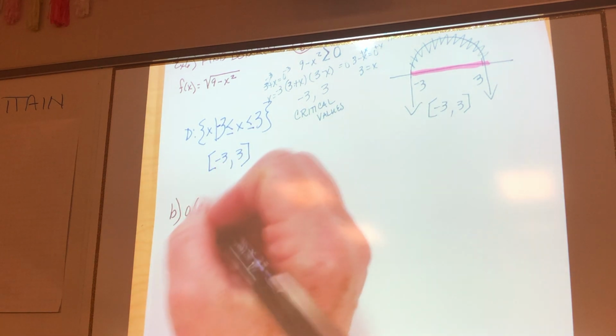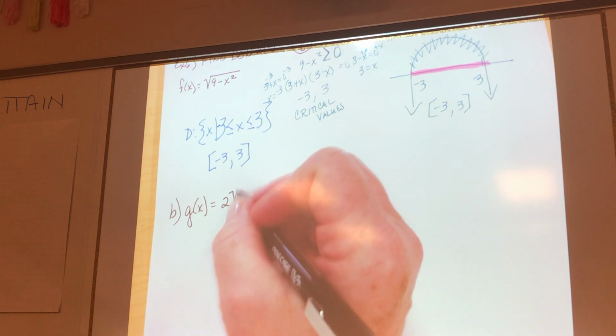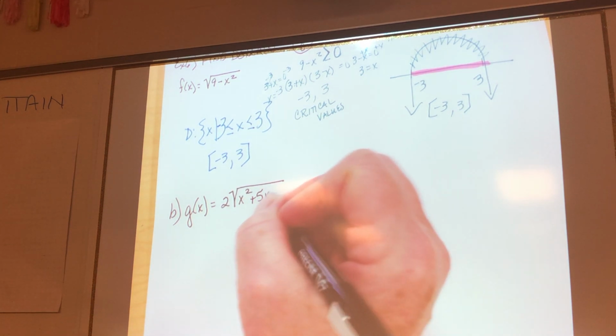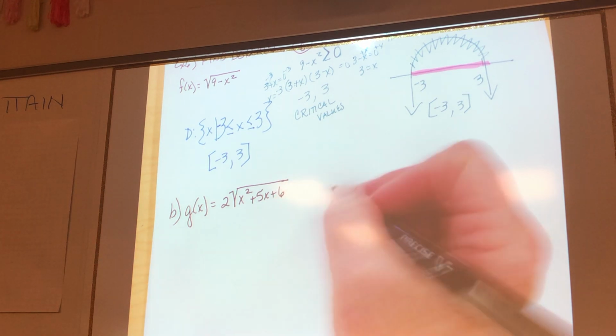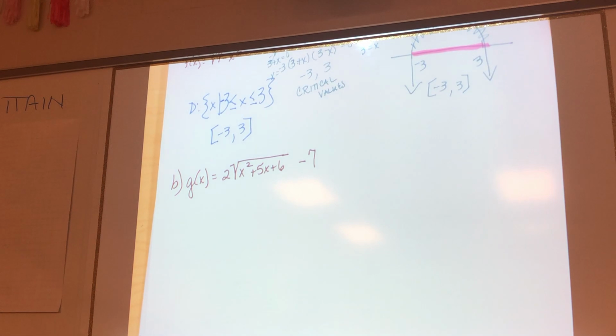g of x is equal to 2 times the square root of x squared plus 5x plus 6, minus 7. Tell me what the domain is. Okay, hold on, we're going to have to do this one. Oh, I remember how to do this. I think.